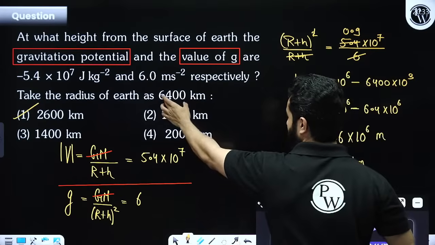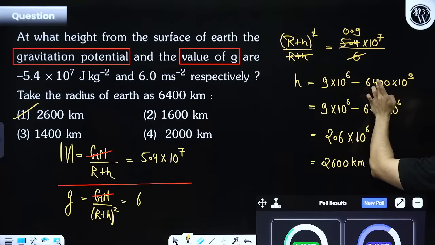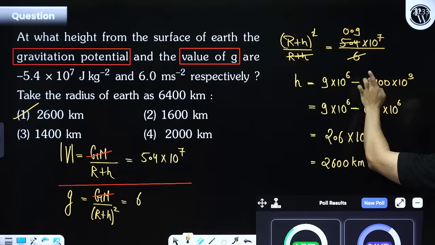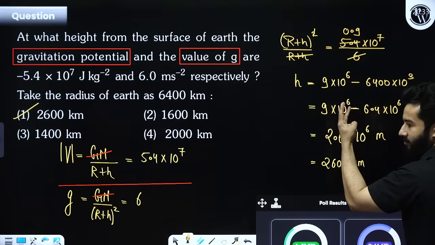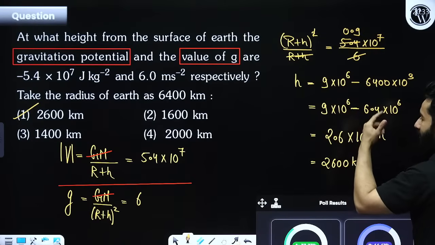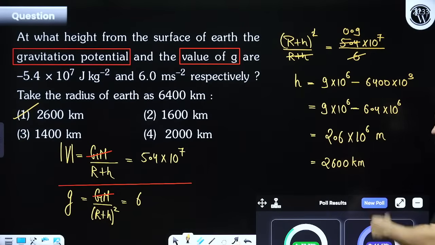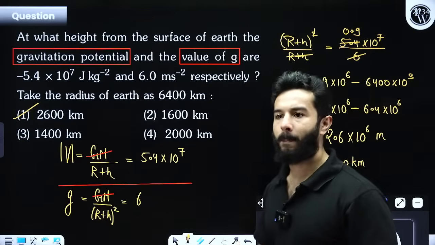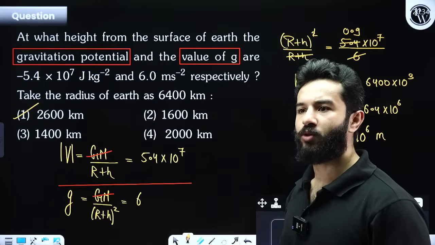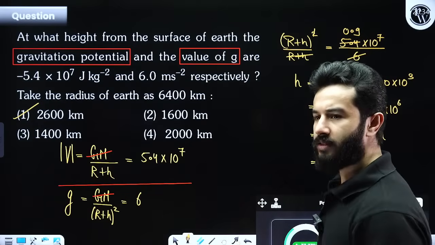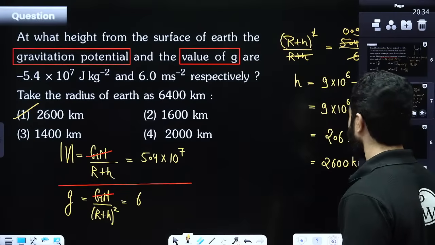Radius of the earth is 6400 kilometers. Kilometer means 10 to the power 3 meters. Let's put 3 more zeros. 1, 2, 3. So 6.4 into 10 to the power 6. 9 minus 6 is 3. Hai na? And 3 minus 0.4 is 2.6. So 2.6 into 10 to the power 6. Again convert it into kilometer. Right? All right. Any more doubt? Clear? Moving on to the next one, dosto. Please see. Hopefully now everything is clear.